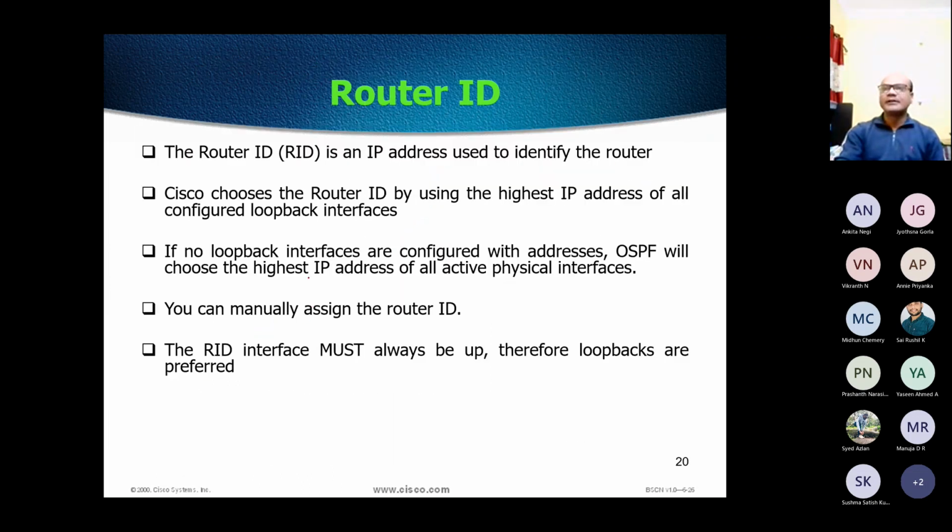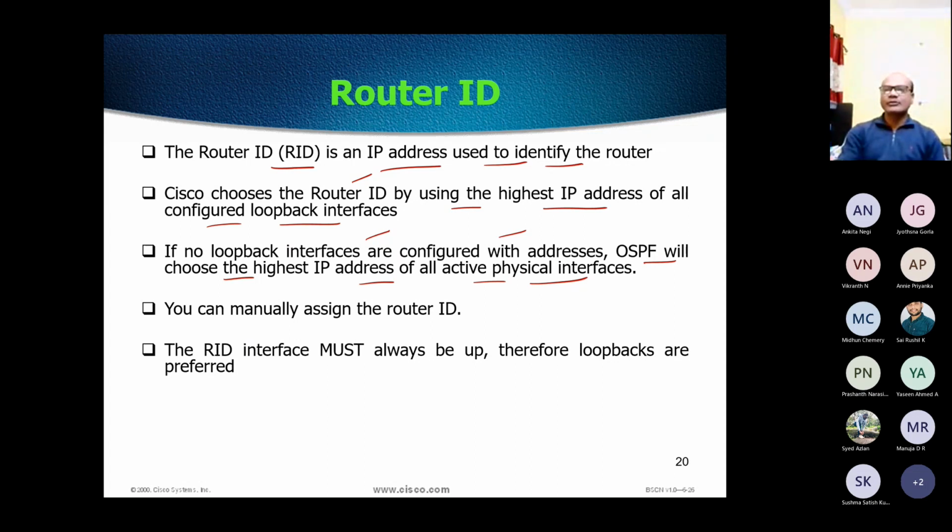So what is a router ID? A router ID is an IP address used to identify the router. Cisco chooses the router ID by using the highest IP address among all the configured loopback interfaces. The highest IP address will become the router ID, in the sense of a team leader. If no loopback interfaces are configured with an IP address, OSPF chooses the highest IP address among all the active physical interfaces, and that becomes your router ID.